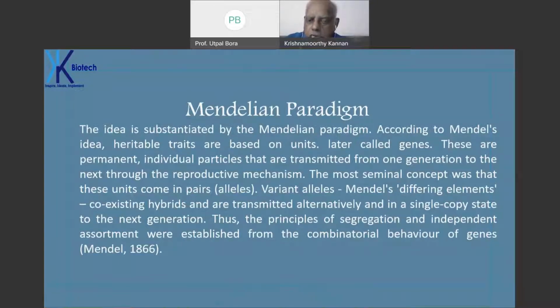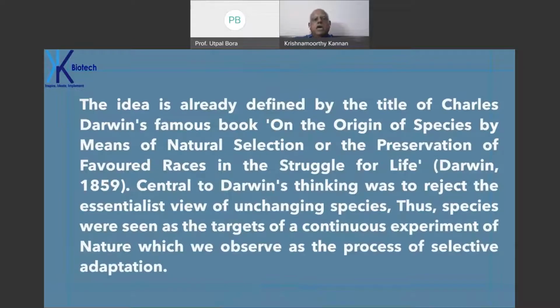So cell, Mendelian paradigm, and the third was Darwin's great work. Central to Darwin's thinking was to reject the essentialist view of unchanging species. Today you are seeing it with coronavirus, which is changing constantly. But at that time, all the people before him said it's an unchanging species. Species were seen as the targets of a continuous experiment, being targeted for change, what we call today mutation, which we observe as the process of selective adaptation.